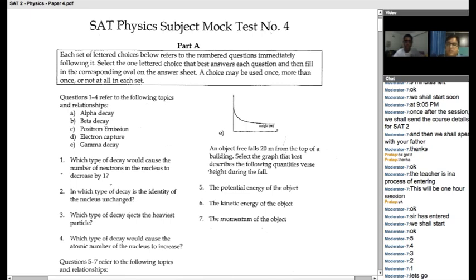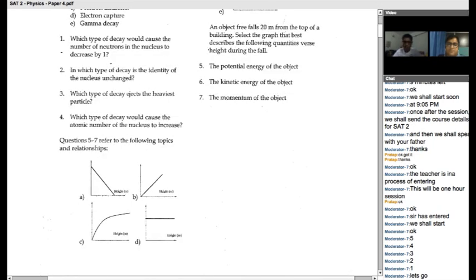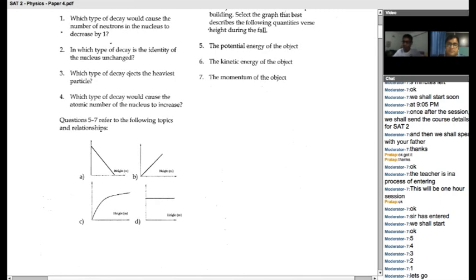I hope you have not done question 1 to 4, or have you done? No, I haven't done. Because you have not done this, let's leave this and move to the next one. What about question number 5? Yes, I read it. So what is the answer? Is the fifth one B, and sixth one A, or seventh one D?